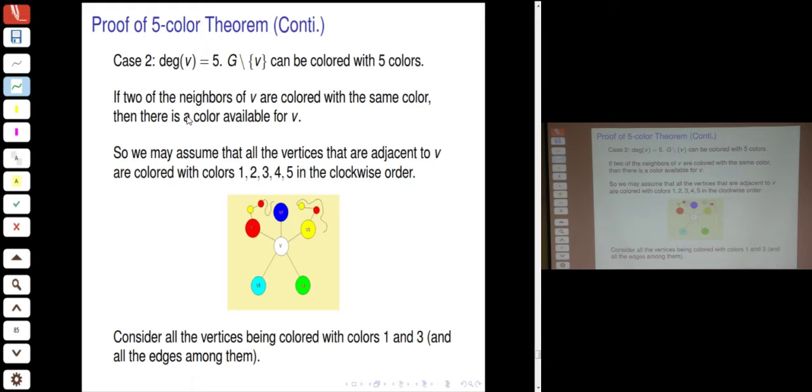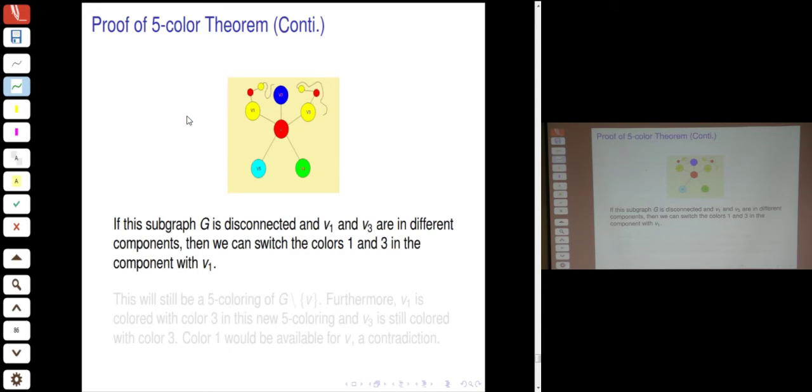Now let's consider all the vertices colored with 1 and 3, and all the edges among them. Here the order is important: we order them, this is 1, this is 2, this is 3. So we consider the vertices colored with color 1, the red, and 3, which is yellow. There are lots of them in the graph, so let's consider all of them, together with the edges, for example this, and something here, this, and something there. So we consider the graph using the first color and the third color.